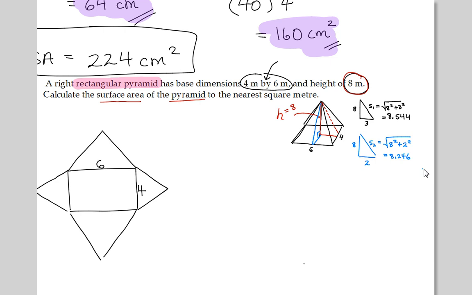So the slant for 6, that one's in blue, is 8.246. And the slant for 4, that was the red one. That's why you have to stay organized. Do I remember which slant goes with which? The 8.544 is this one. And if you get that screwed up, your final answer will be wrong. The base 4 goes with 8.544, and the base 6 goes with 8.246.